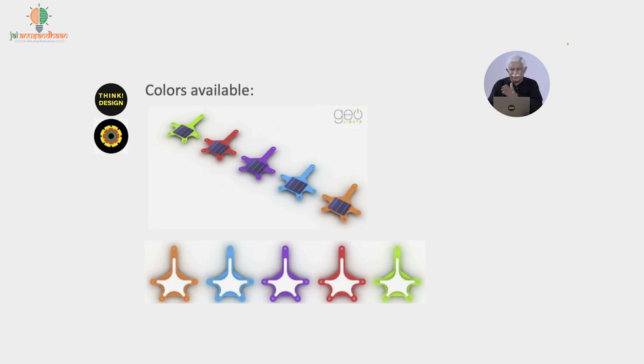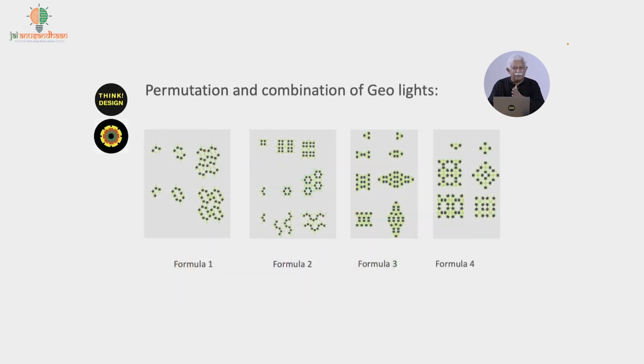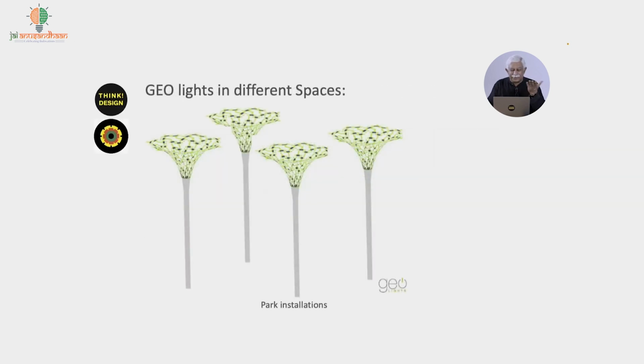Of course, you can vary the colors. So you can have a combination of different colors which adds on to it, and you can also do permutation combinations. Okay, you can have different pattern combinations to make different layouts and combinations, right, compositions itself. Okay, so you can see that there is a formula 1, formula 2 is a different grid, formula 3 is a different grid, and formula 4 is a different grid. Okay, something very similar to how you play on rangoli patterns.